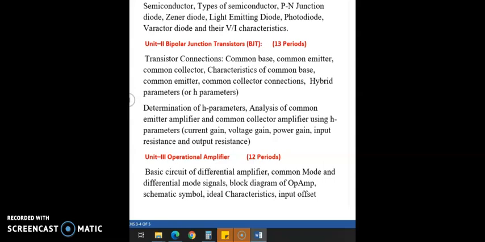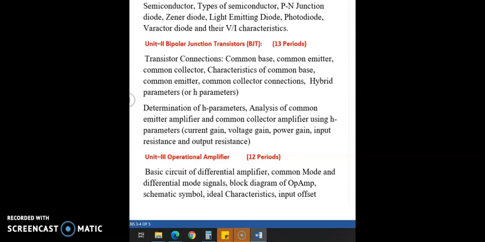Actually it is newly designed and it is very short. It is designed by reducing the syllabus considering the pandemic situation.